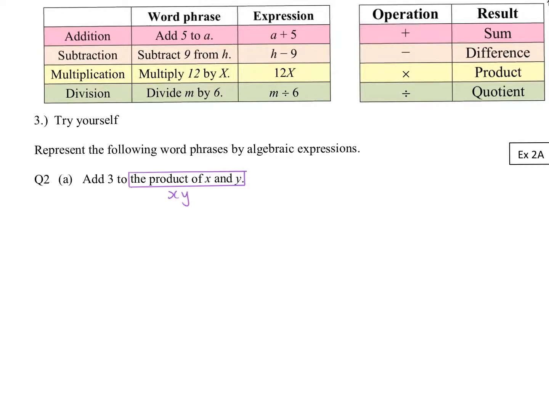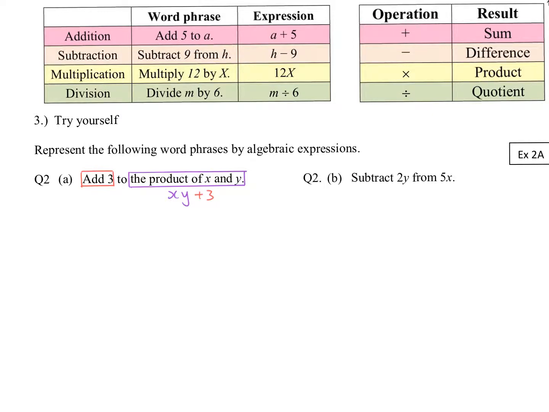Now as far as we can understand, we do multiplication or division first before addition or subtraction. 先乘除後加減. And we look at the question, it says add 3 to something. To what? To the product of xy. Product is actually talking about multiplication, x times y. Okay, and then we add 3 to xy. Now we have the final answer, the product of xy, and then we add 3 to it.